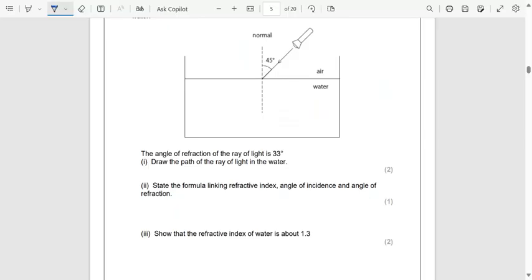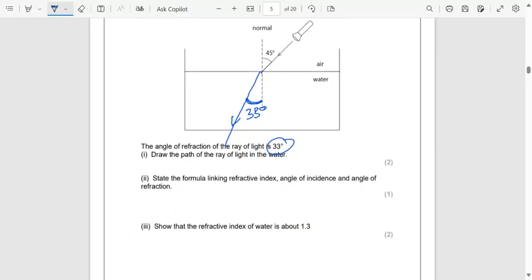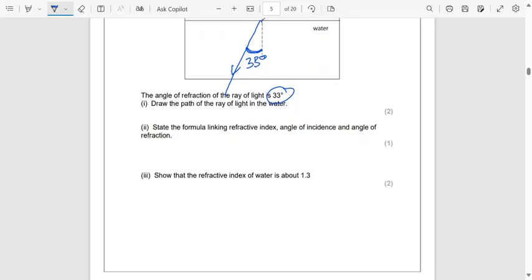Draw the path of the ray of light in water. Okay, it tells you the angle of refraction is 33. And we know that we measured the angle between the normal and the ray. So that's got to be 33 degrees there. You had a protractor with you, so now would have been a good time to use it to check that. And of course you need to put an arrow on your ray as well.